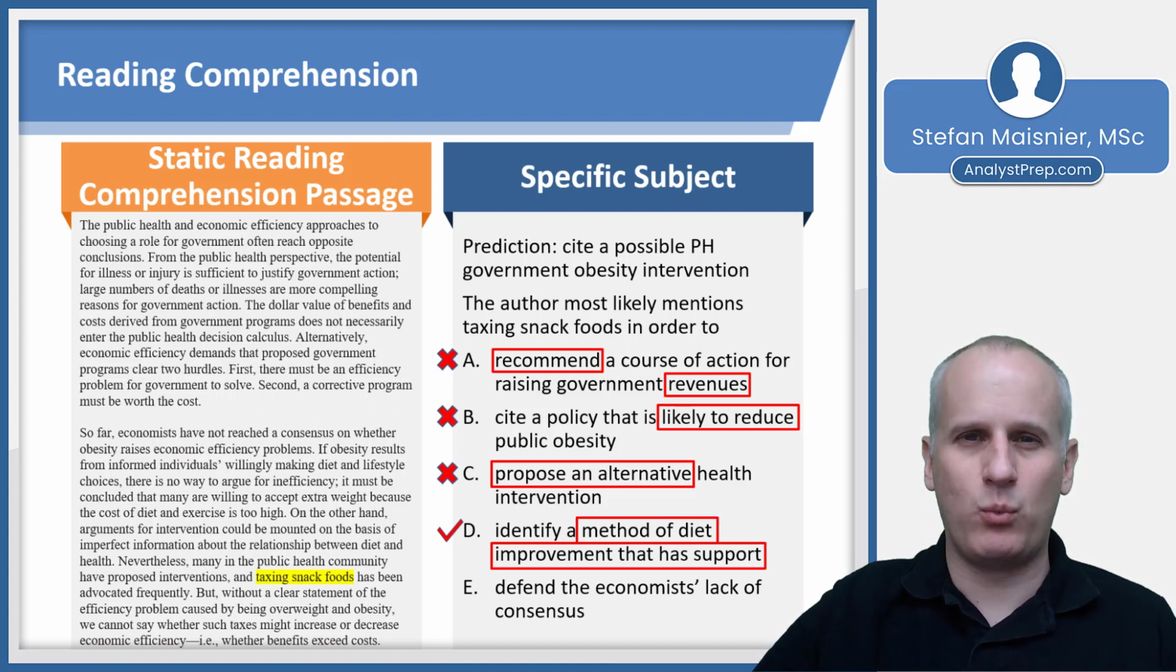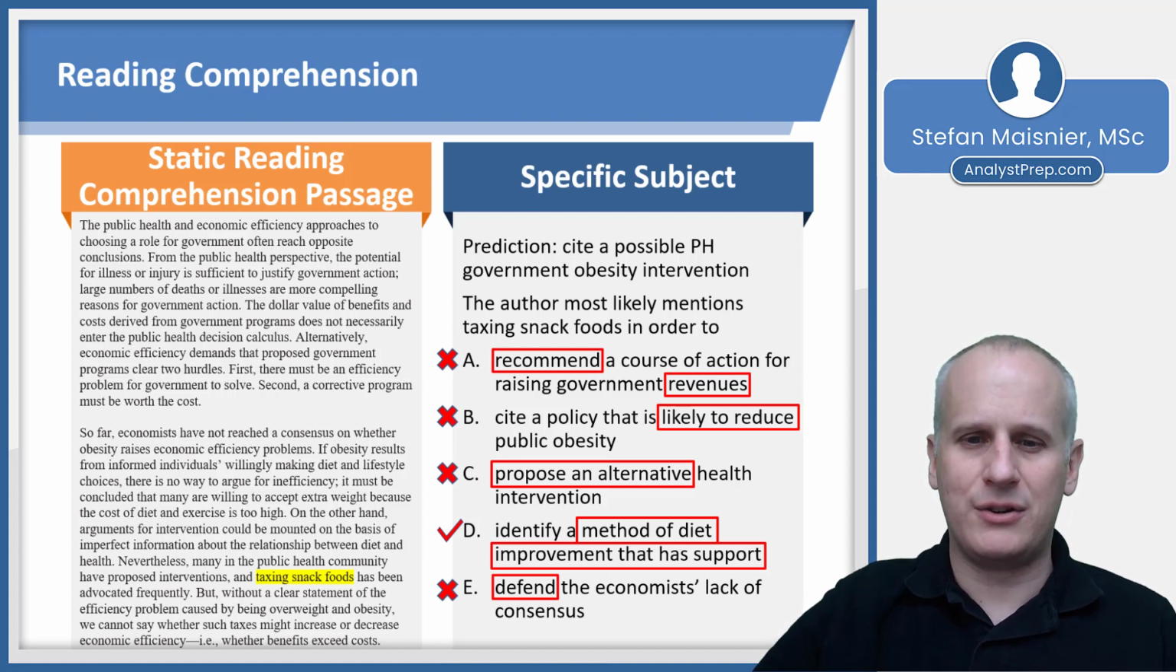But this is a common way that the exam can try to get you to grab something that's incorrect. They'll give you a specific detail question that goes against the overall main tone of the passage, because we know the author isn't recommending taxing snack foods, but we do know definitively from the surrounding context that taxing snack foods is a method of diet improvement that has some support. And then choice E, defend the economist's lack of consensus. The author is not defending anybody. The author is really just stating the facts and staying relatively ambivalent.